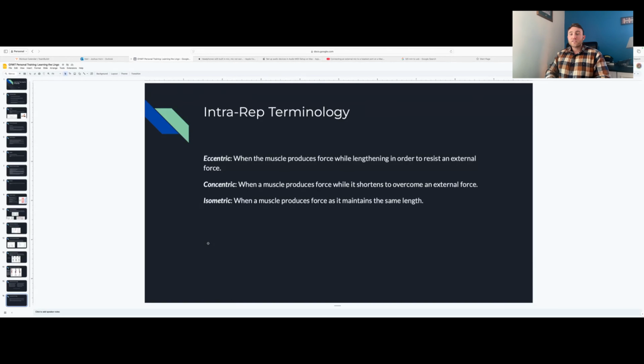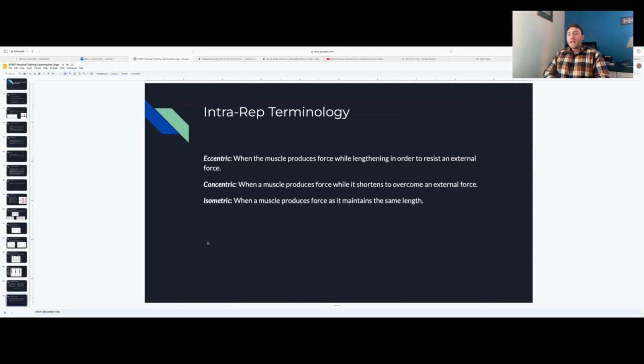Isometric is when the muscle produces force as it maintains the same length. So this could happen in all different states of the contraction. It could happen at a more lengthened position. It could happen at a more shortened, squeeze position. But the isometric position is when you're trying to hold still. And there are two main types of isometric contractions that we're probably going to hit on, and those are your overcoming and your yielding isometrics.